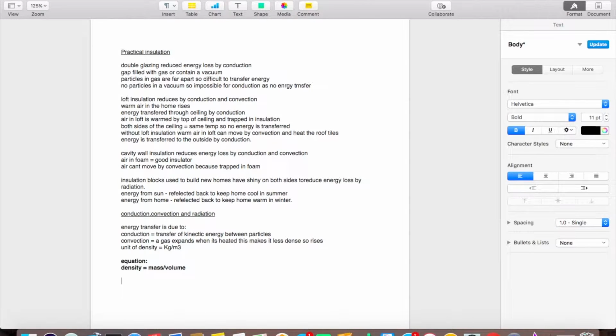Radiation does not need a material to transfer energy, so energy can be transferred through a vacuum. Energy efficiency, next section.